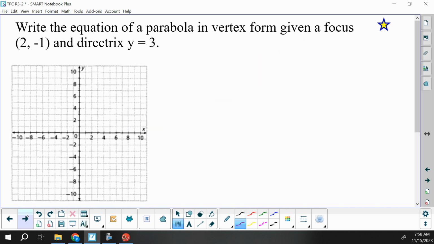All right, last one we'll look at on the bottom of page 9, and I should mention these problems on page 9 and the one on the bottom of page 8, they will be like homework number 4. So if you get stuck on question 4 of the homework tonight, these are great questions to look back at. So we've got a directrix of y equals 3, so that's a horizontal line at 3. We've got 2, -1 for our focus.